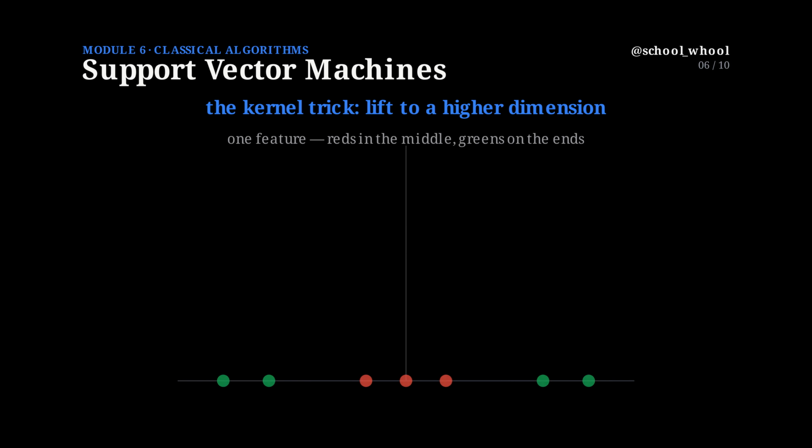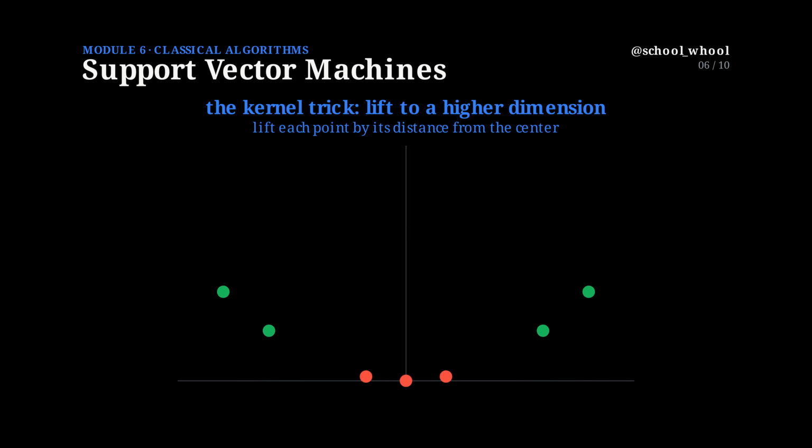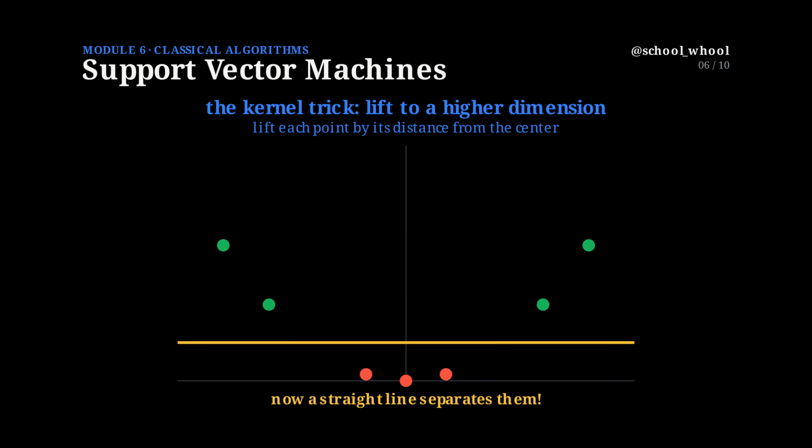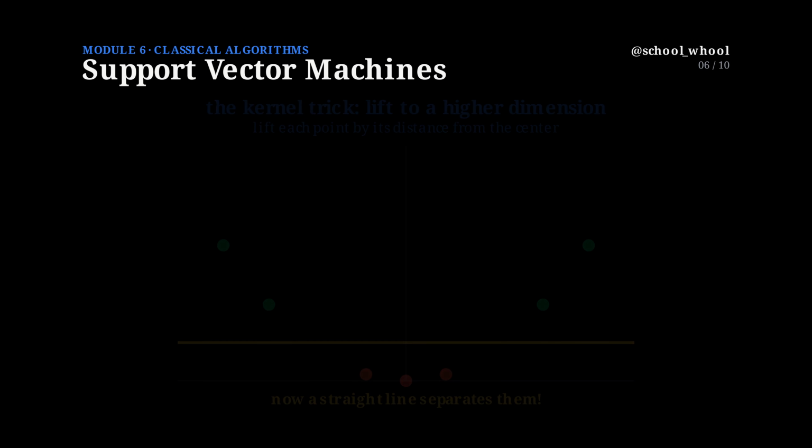We lift the points into a higher dimension. Watch this line of points, red in the middle, green on the ends, no single cut works. But lift each point up by its distance from the center, and suddenly a simple straight line slides right between them. Support vector machines shine when the classes have a clear margin, and even when there are many features.